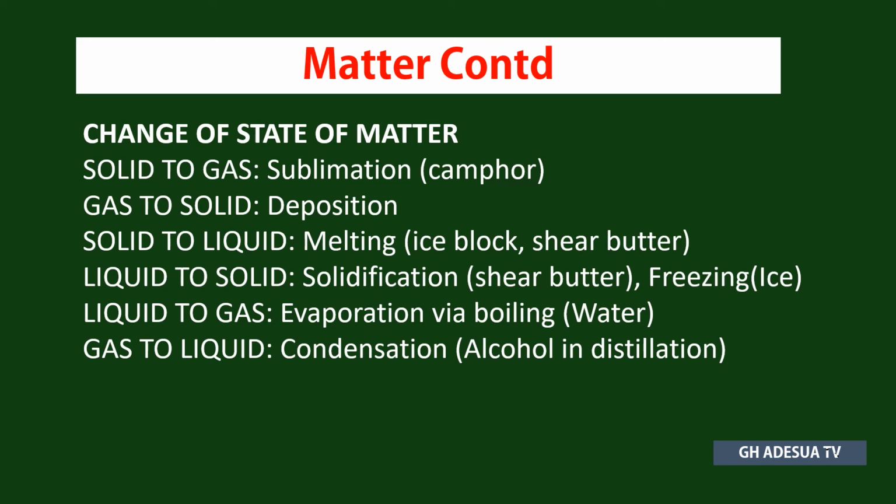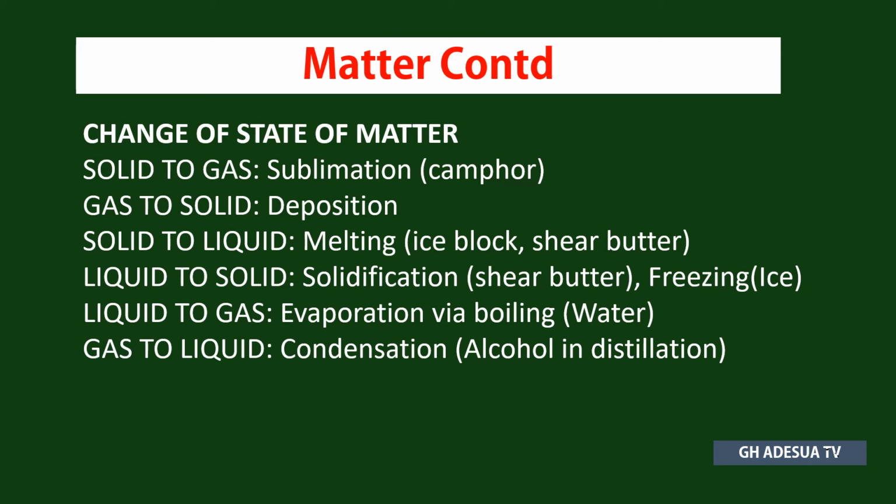Water can be a solid, like ice cubes. When you put it in the deep freezer, it chills and turns into a solid material. Water can exist as liquid, like the water you drink daily. Then water can be in the gaseous form, like water vapor. Now all these are the same water, H2O, but it exists in different states. That's why we are talking about change of state of matter.